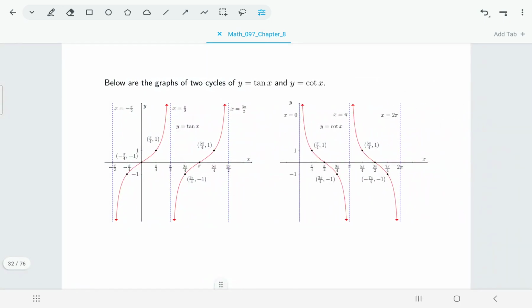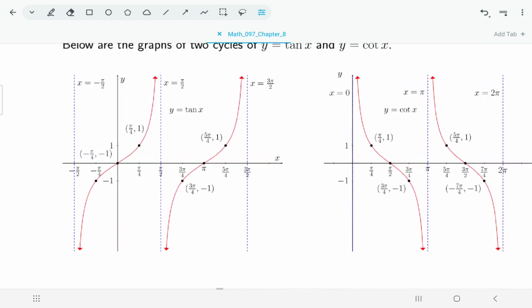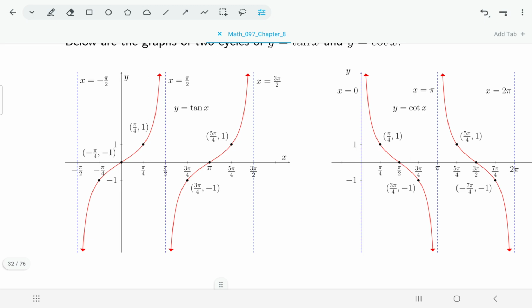And here I've got the graph of tangent given to us. I've drawn it here where I've got x-intercepts at 0 and at pi, and there would also be another one at 2 pi, then 3 pi, and so on. Whenever sine has an x-intercept, so does tangent. And all the vertical asymptotes at negative pi over 2 and pi over 2 and 3 pi over 2, those are all the places where cosine has its x-intercepts.